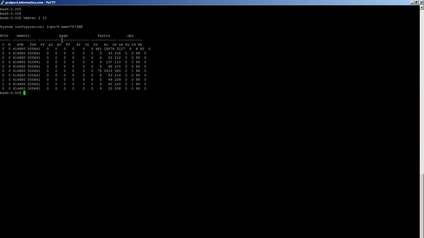When it comes to paging, we'll see the amount of page in and page out activity, and how many interrupts or system calls we are seeing at that point of time when VMStat is taken. IN stands for interrupts, SY stands for system calls, and CS stands for context switches. When it comes to the CPU section, we'll see the CPU utilization as a percentage across multiple factors like CPU utilization at the user level, the system level, how much CPU is idle, and how much CPU is waiting for pending IO operations.